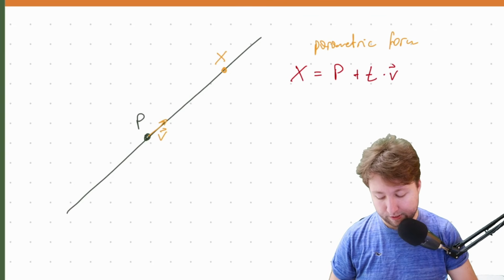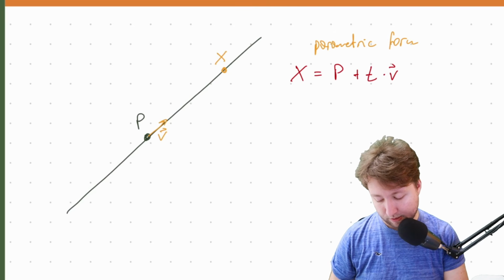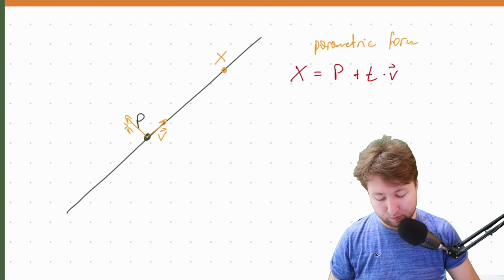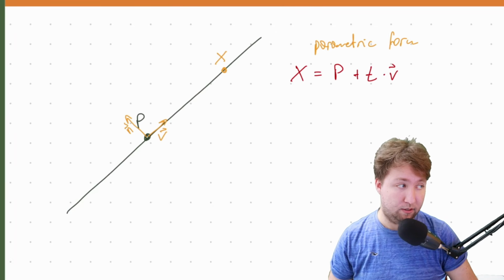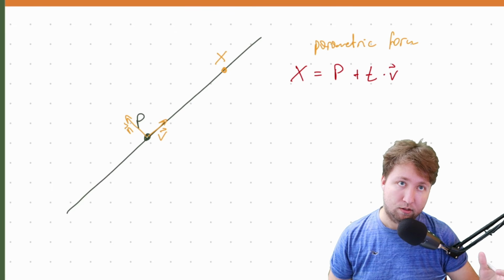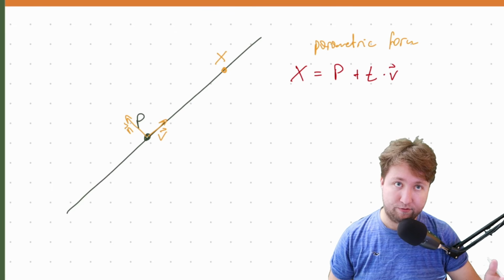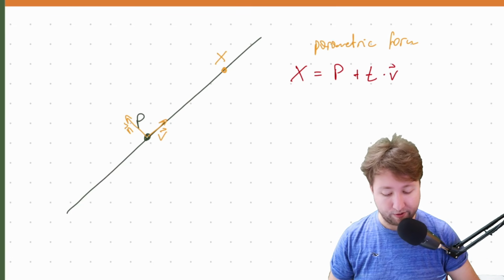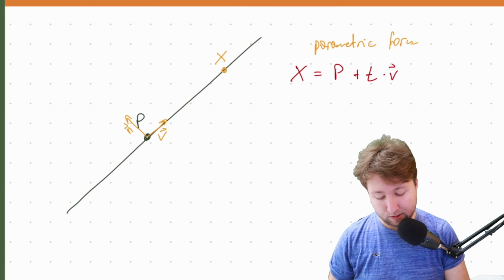By taking the directional vector and rotating it about 90 degrees, we can get a normal vector of the line. So this would be this one over here. And what we can do now is we can take the parametric equation and form the dot product of both quantities on the left and the right hand side with this normal vector. Meaning that we would get something like this.